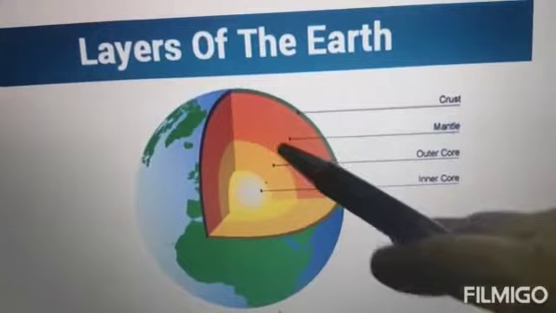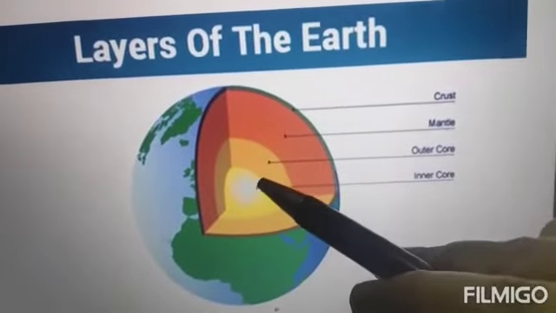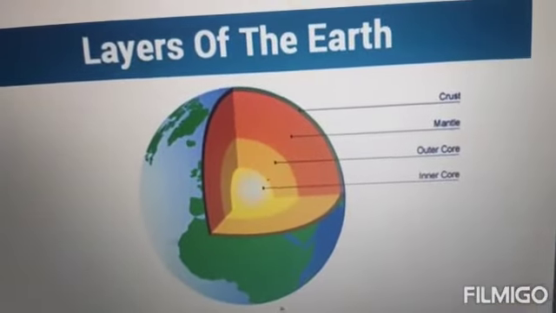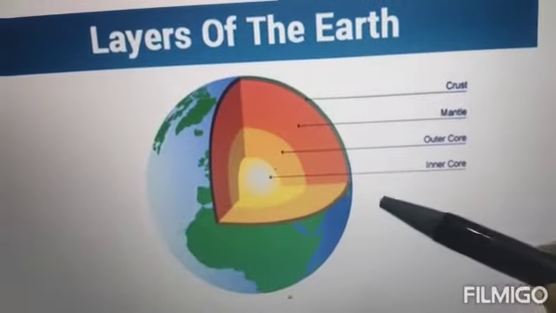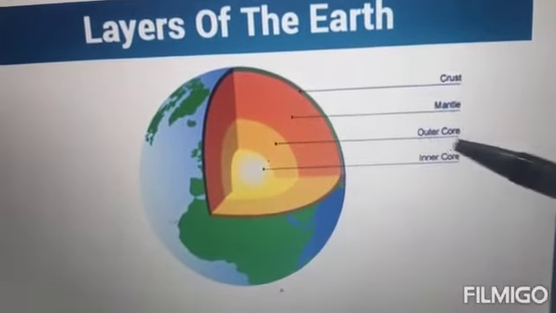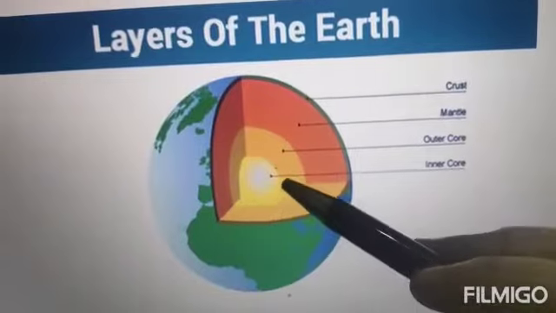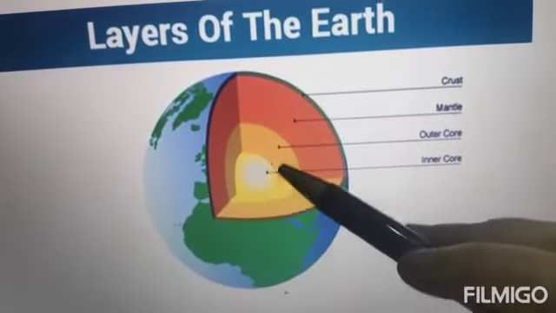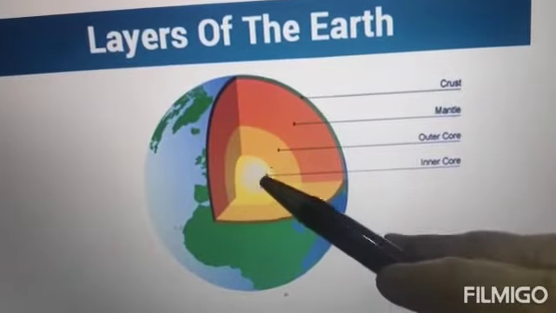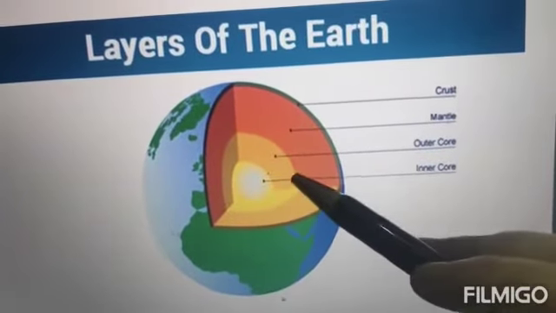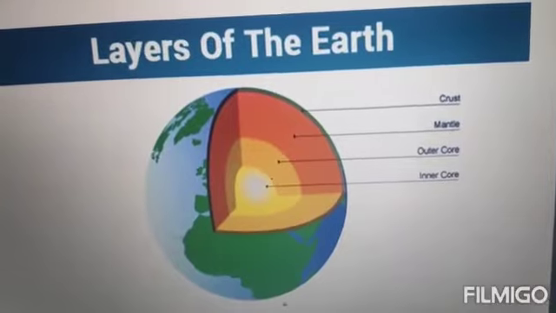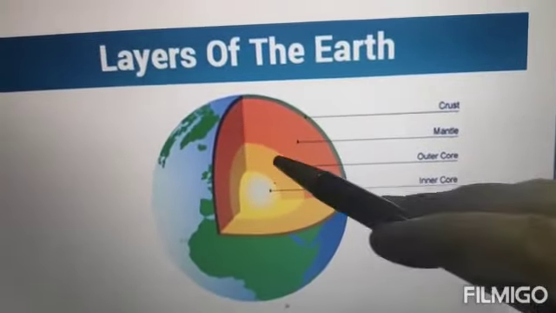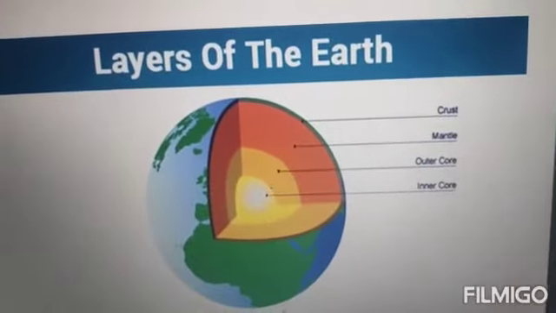This is the center part. This is known as core. Now it can be divided into two parts. One is inner core and another one is outer core. You can see the picture. One is dark color, and the inner core is shown in light yellow color, and this one is ochre yellow color. So these are two main parts of the core area.